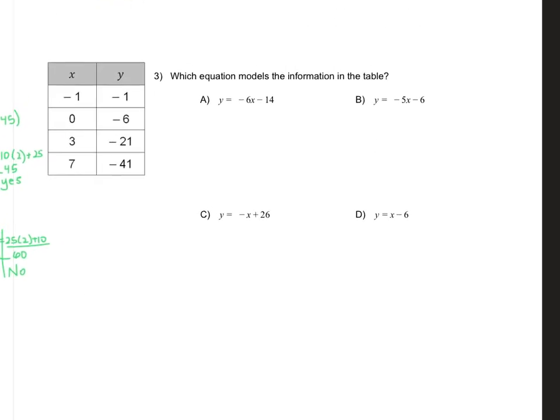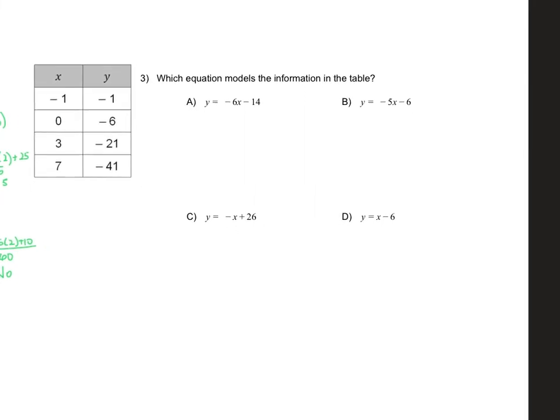Last example. So we have number 3, says which equation models the information in the table. And you have your x and your y values. Choose one good pair, avoid decimals, fractions if possible, and try to stay away from the first xy's. So let's go with, how about 3 and 21. So if I use 3 and 21, I'm going to substitute negative 21 in for my y. Negative 6, watch the negative, times 3 minus 14.